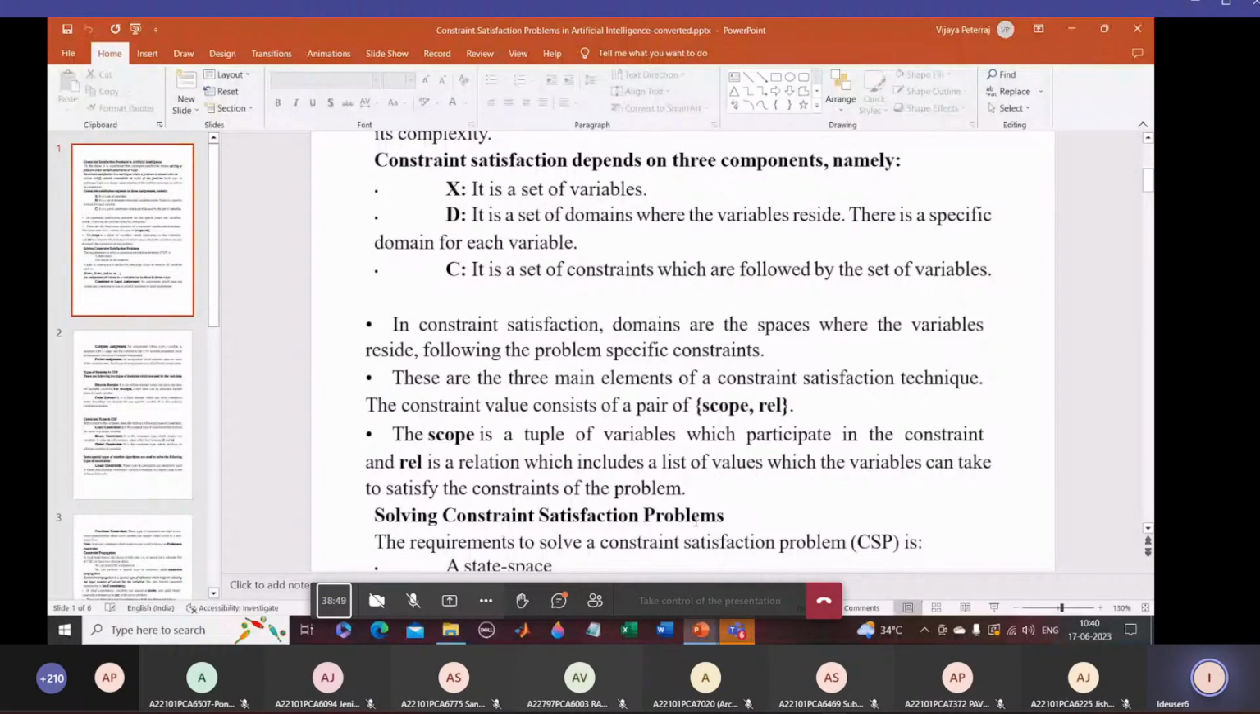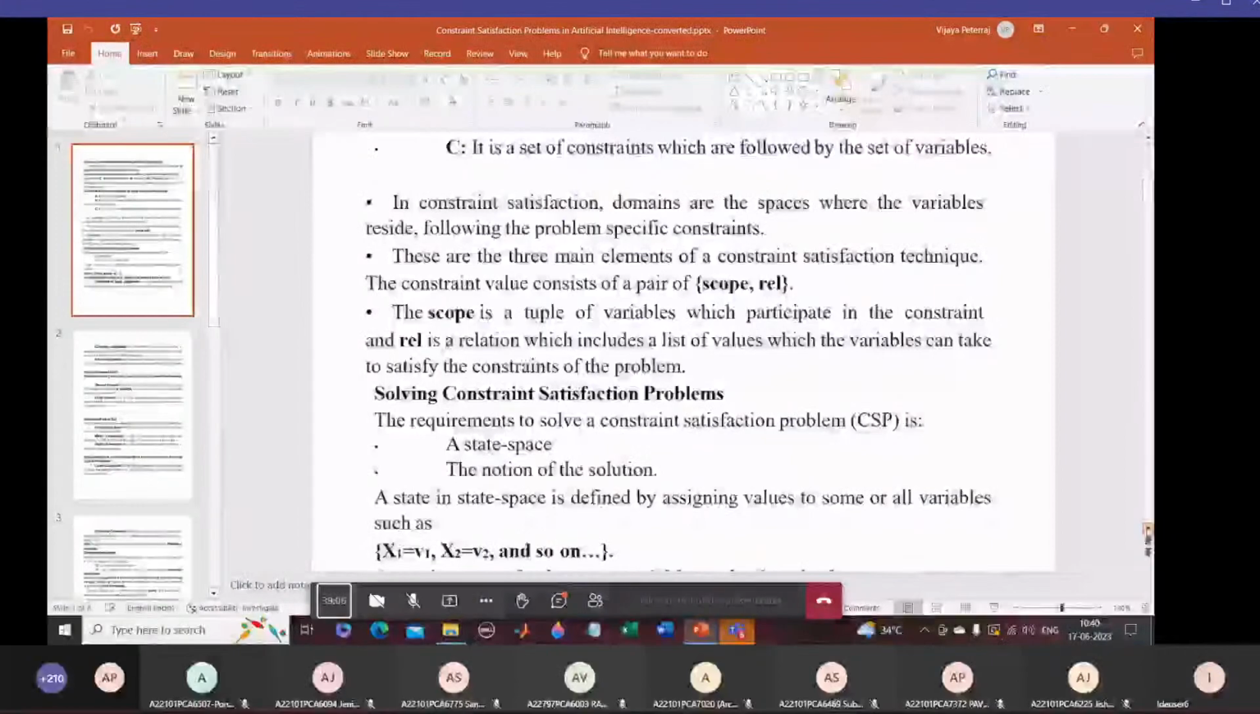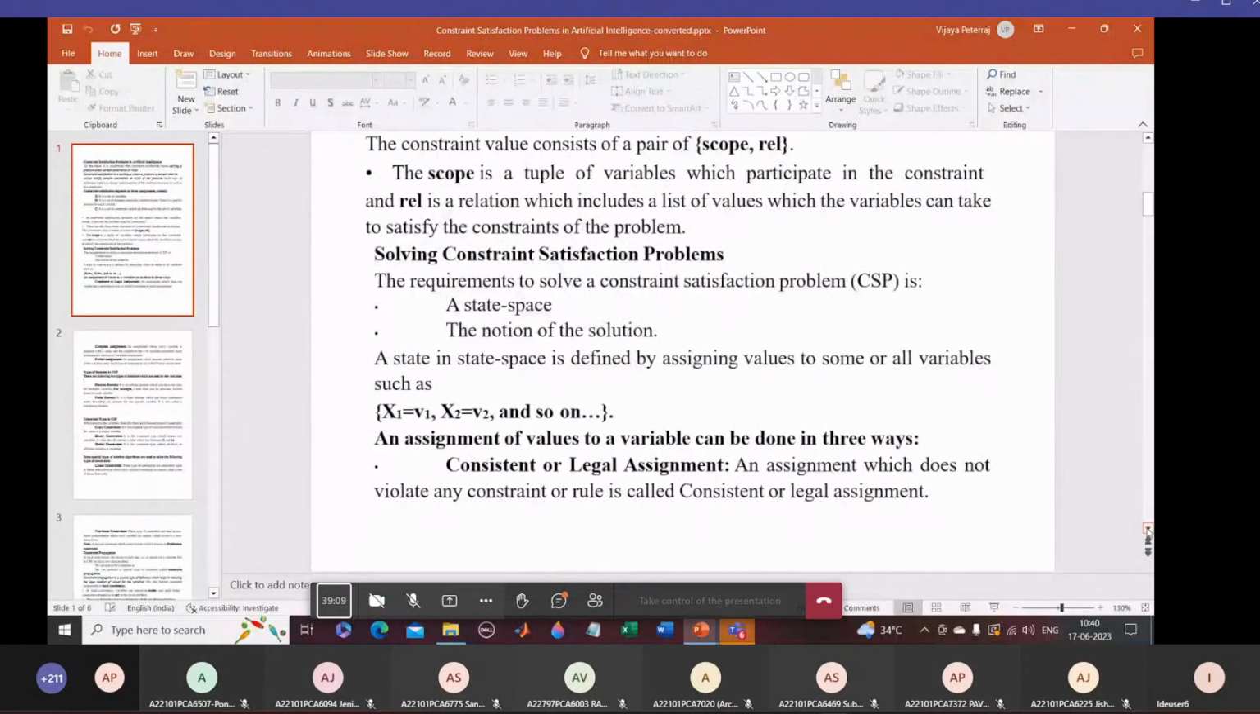Just look into this constraint satisfaction problem. So what do you mean now? You have variables, okay, they reside in a domain, and these variables have to follow some constraints. That's it. When you want to solve this CSP, that is constraint satisfaction problem, you need a state space and the notion of the solution, that is how we are going to represent that. Okay. So you can represent like this.